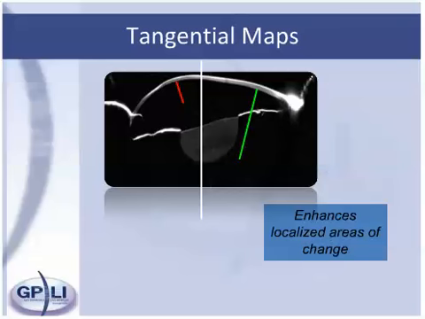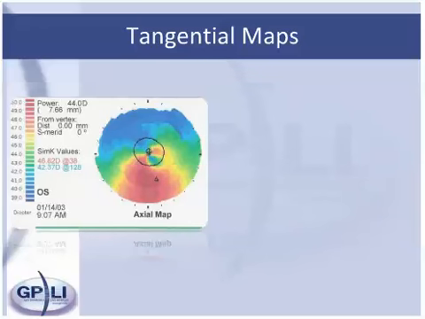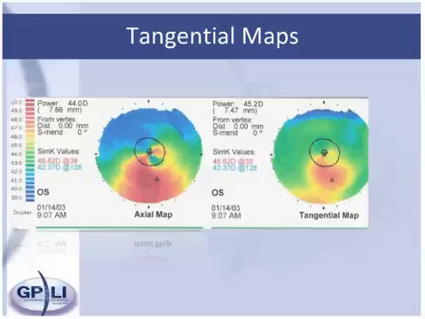Tangential maps do not require the radius of curvature to be anchored to that central axis. Therefore, tangential maps will enhance local area of changes in the periphery. In this patient with keratoconus, the axial map will show a broad diffuse area of change. The tangential map will show more localized area of change and can identify the top of the cone.